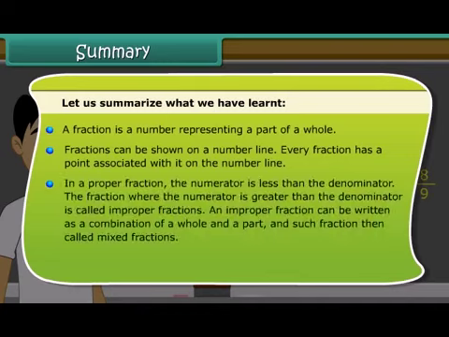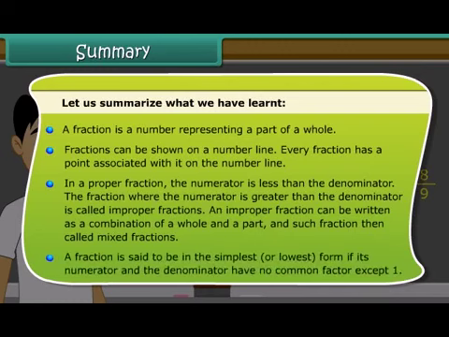In a proper fraction, the numerator is less than the denominator. The fraction where the numerator is greater than the denominator is called improper fraction. An improper fraction can be written as a combination of a whole and a part, and such fraction is then called mixed fraction. A fraction is said to be in the simplest or lowest form if its numerator and the denominator have no common factor except 1.